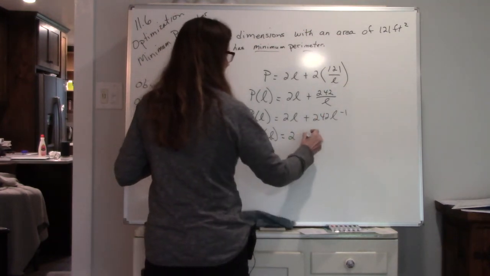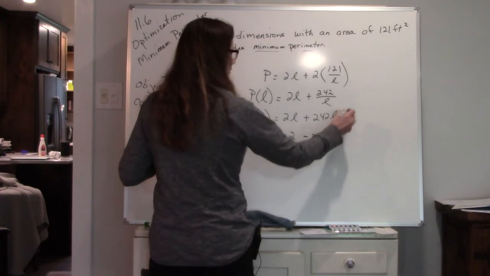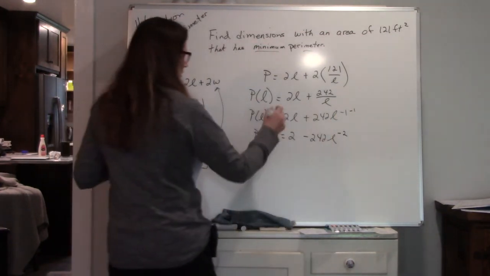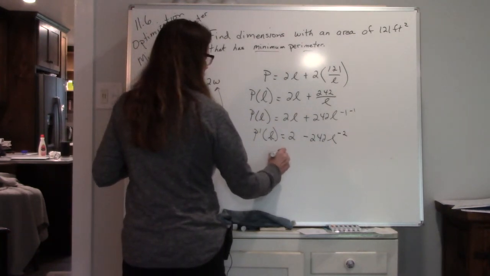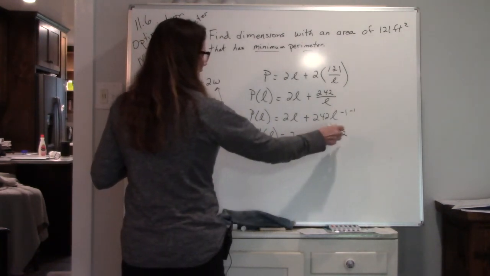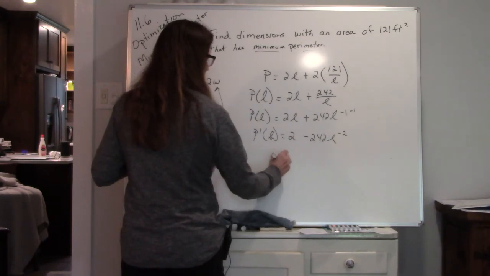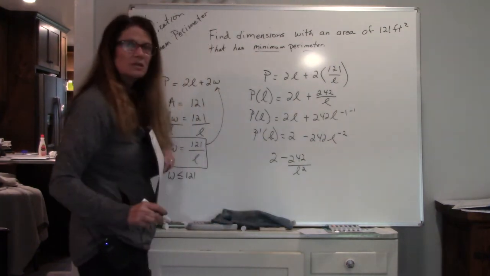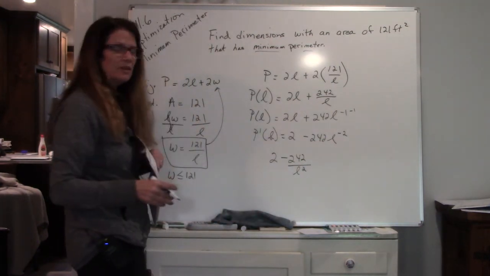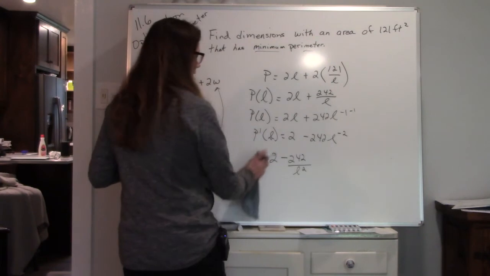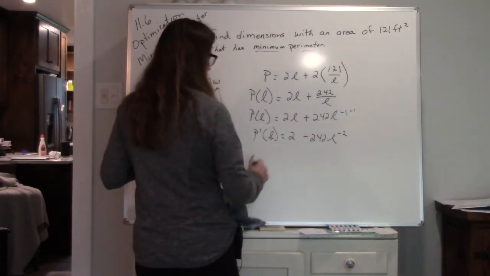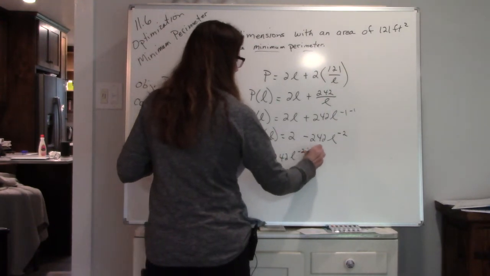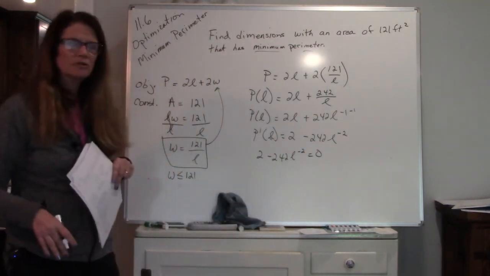So it becomes a negative 242L, and we're subtracting 1, so we get to the negative 2. So now we can set this to 0. Remember, our L to the negative 2 is actually 2 minus 242 over L squared. You can do it this way also, so you can solve it either way. I'm going to keep it as a negative, and then I'll show you how to solve with the negative. And then I'll do it as over L squared.